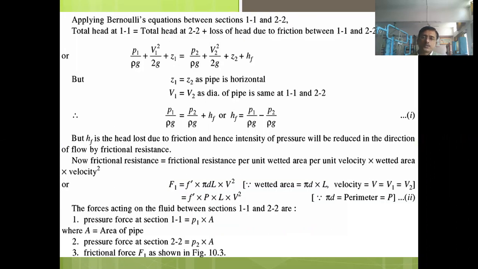So let us first of all understand this equation. Total head at section 1 is equal to total head at section 2 plus loss of head due to the friction between 1 and 2.